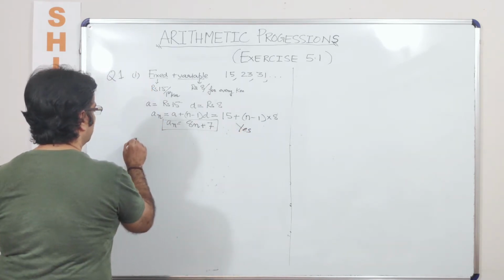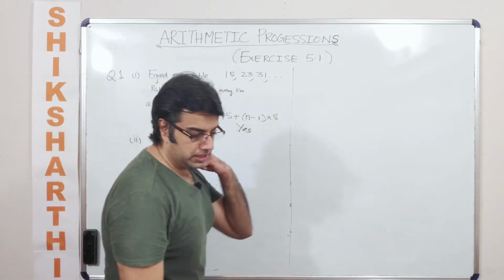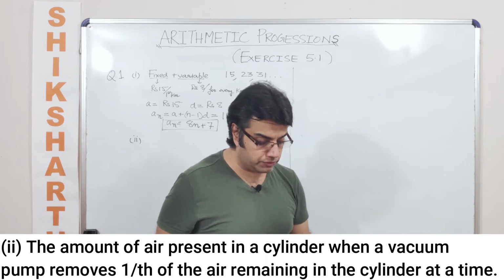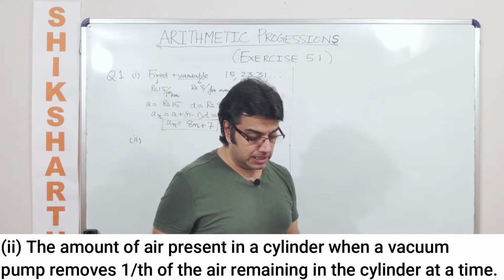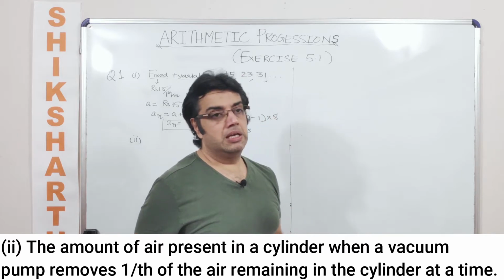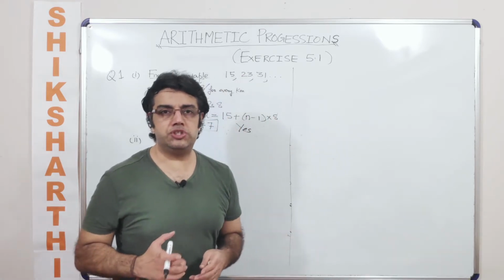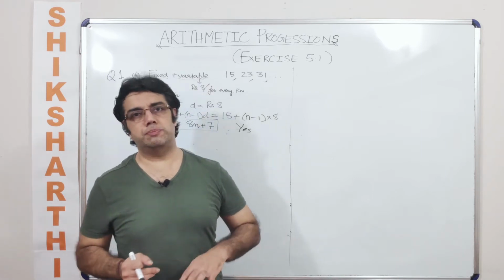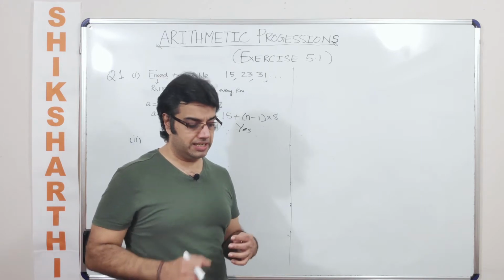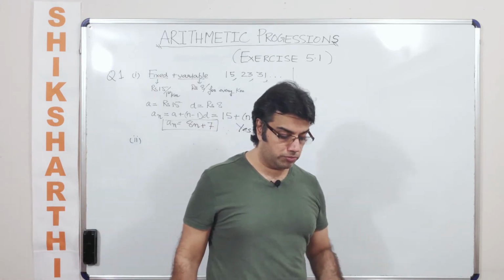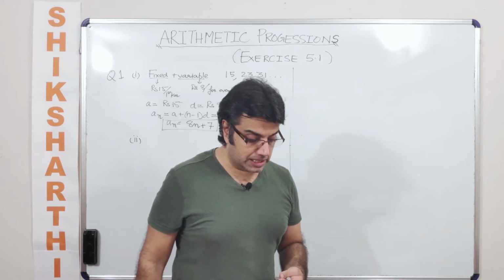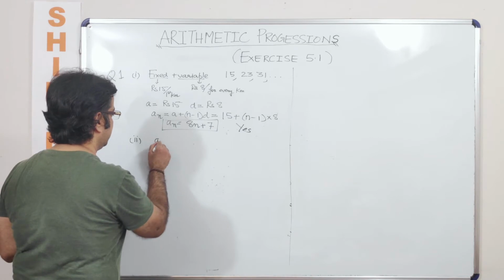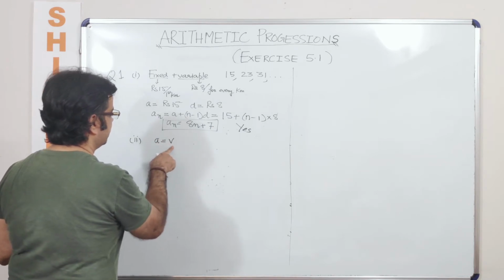Talking about subpart 2. It says the amount of air present in the cylinder when a vacuum pump removes 1/4 of the air in the cylinder at a time. Now this is an action which is a one-time action. So it starts and then it stops. Initially, let's say the volume of air present in the cylinder is V, so let's put a as V, the first term.